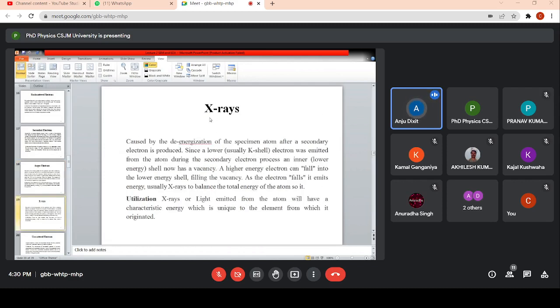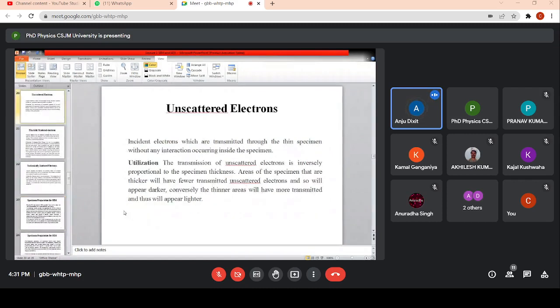Then we have another signal that is X-rays. So it also has its own role. It's caused by the de-excitation of the specimen atom after a secondary electron is produced. Since a lower, usually K shell, electron was emitted from the atom during the secondary electron process, an inner shell now has a vacancy. A high energy electron can fall into the lower energy shell, filling the vacancy. As the electron falls, it emits energy, usually X-rays, to balance the total energy of the atom. So it has its own utilization. X-rays or light emitted from the atom will have a characteristic energy which is unique to the element from which it originated. So it has its own role.